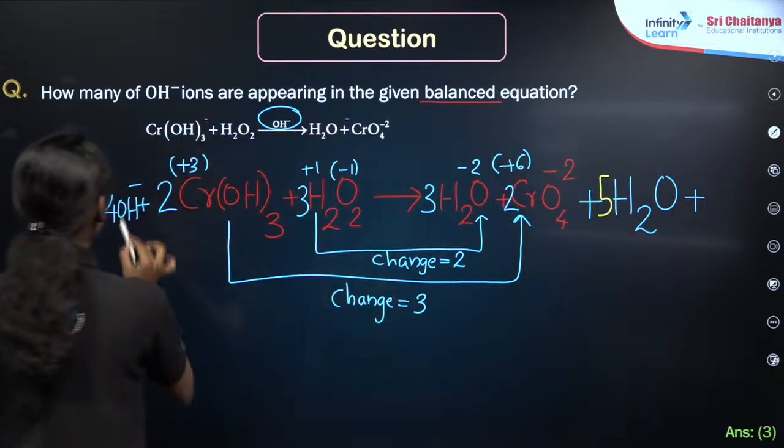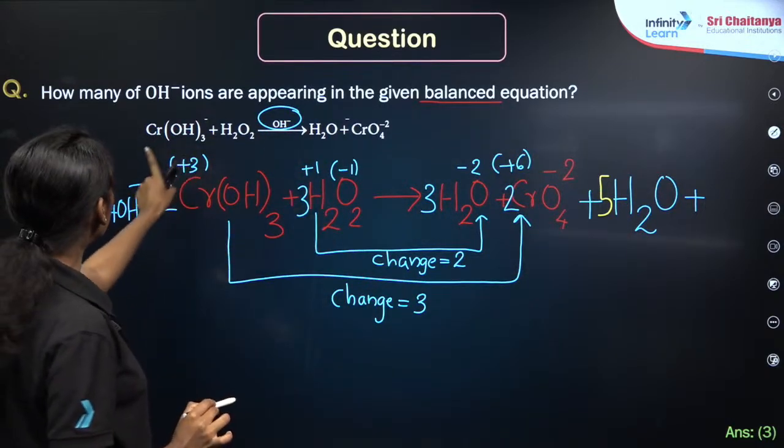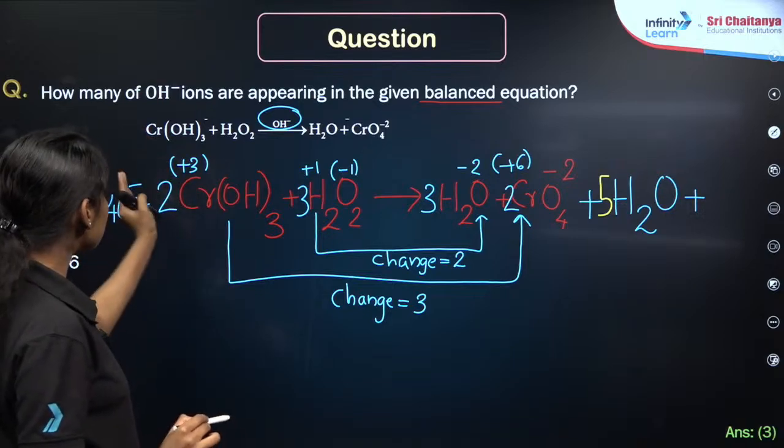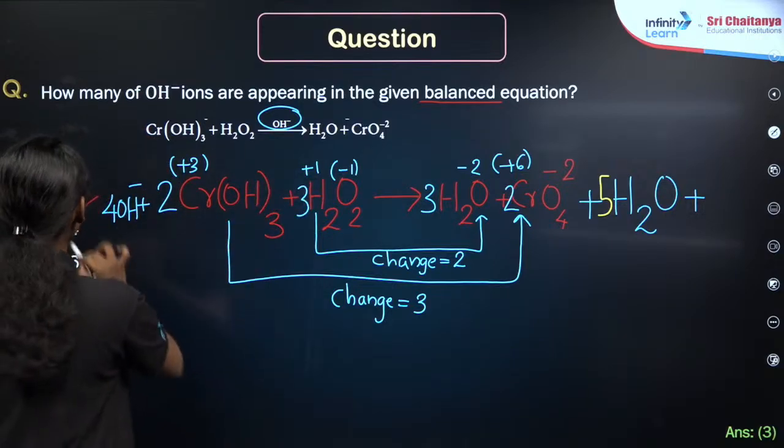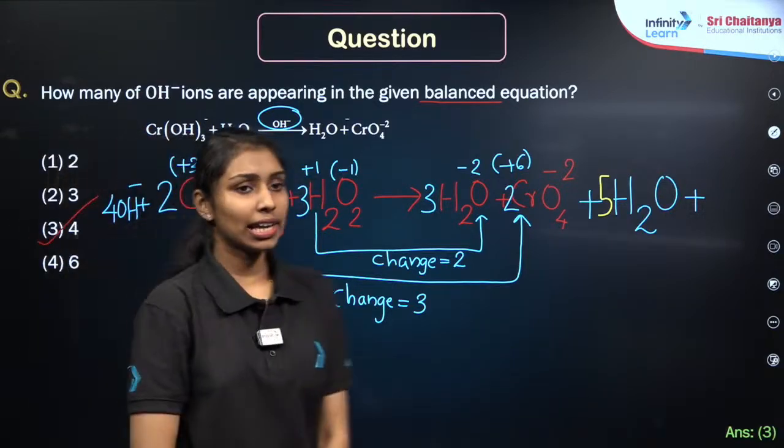Water molecules, and here it is 4 OH minus. The question is what will be the number of OH minus ions present in the particular reaction, which means option 4 is the correct answer. Clear?